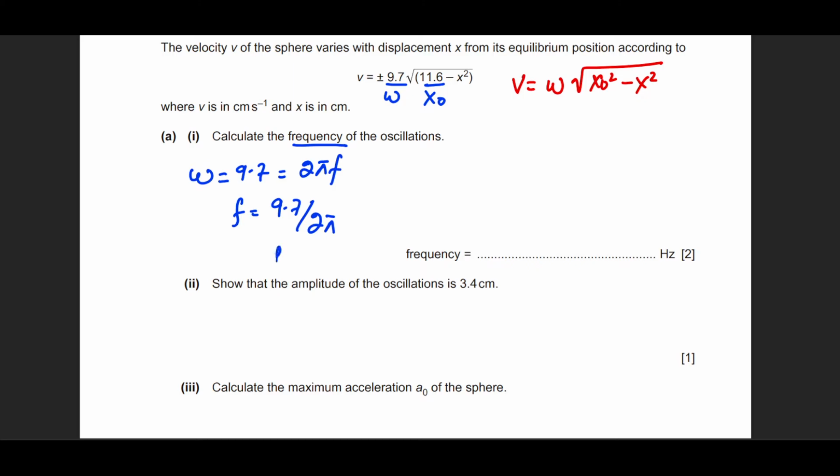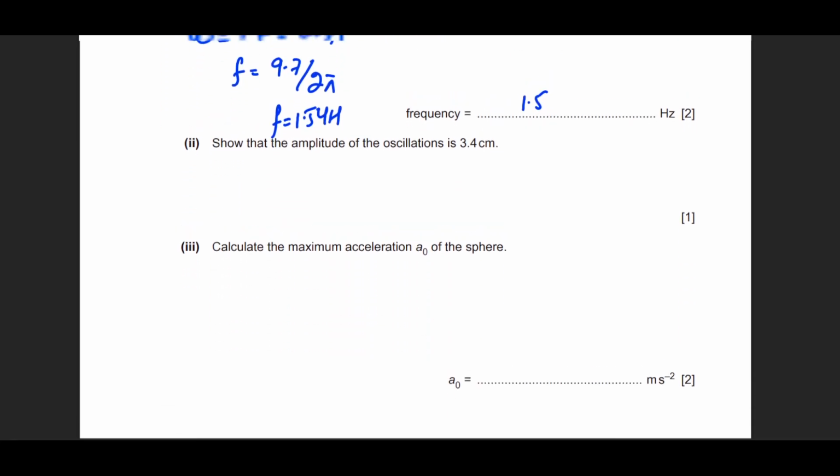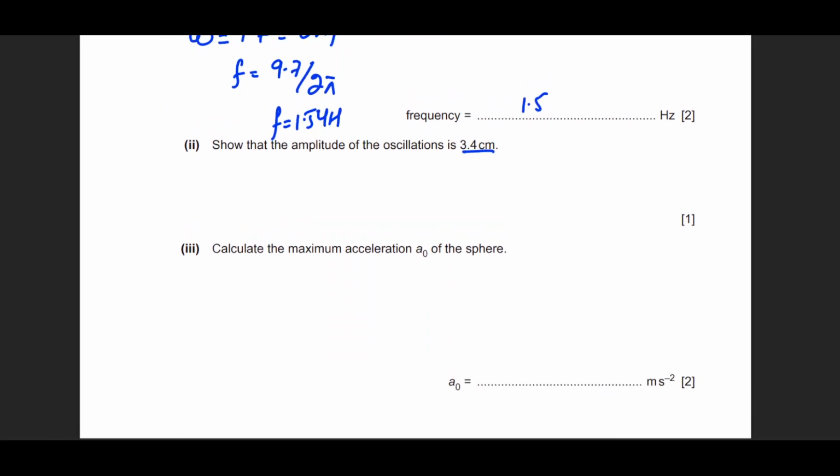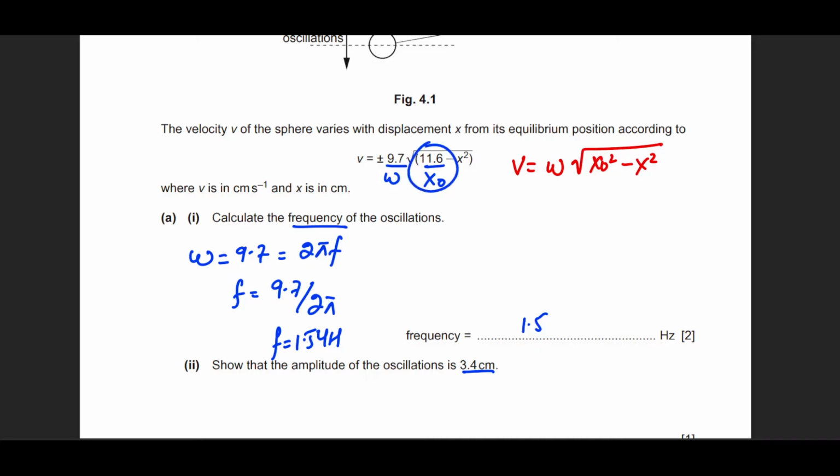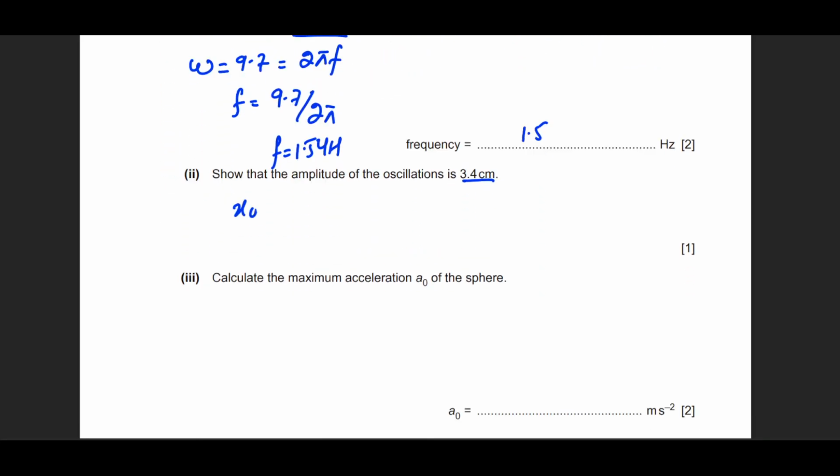When you find this, your f is going to come out as 1.54 hertz. So we're going to write down 1.5. Amplitude is 3.4, and yes, what I've shown you is that this is actually x squared. So we can pick from the equation x squared is equal to 11.6. You take the under root to the other side. We get x naught as simply 3.4 centimeters. So we have successfully shown what the examiner wanted us to show.